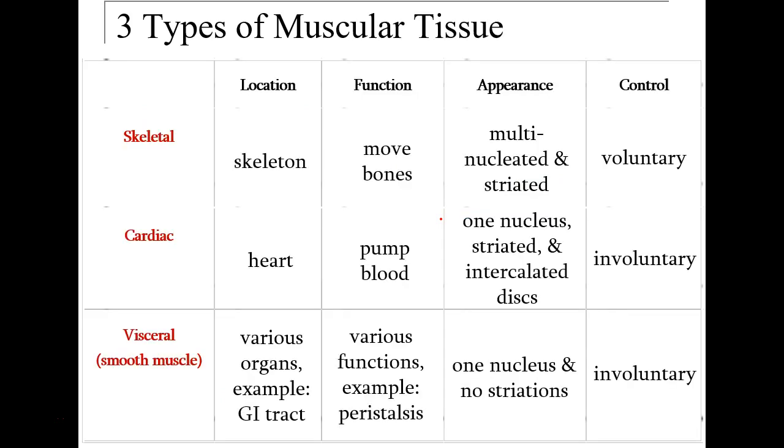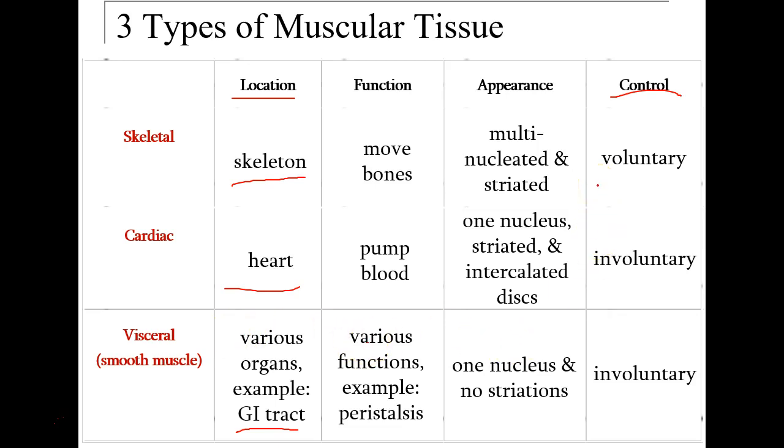Alright, so big thing to know is location and control. Location, skeletal muscle, we'll find along the skeleton, attaching to bones. Cardiac, we see only in the heart for pumping blood. Smooth muscle we find in various organs. So, like mentioned before, blood vessels. We see this a lot in the GI tract. So the stomach, small intestine, large intestine. We'll talk more about their functions later on in the GI tract with the digestive chapter.